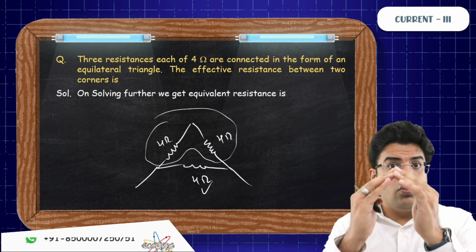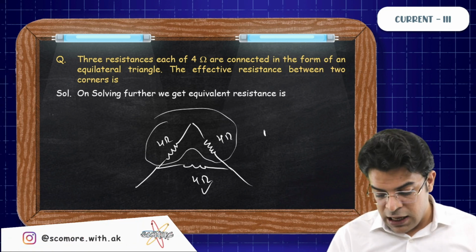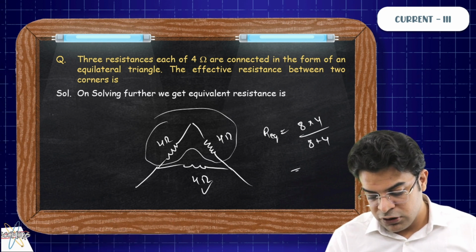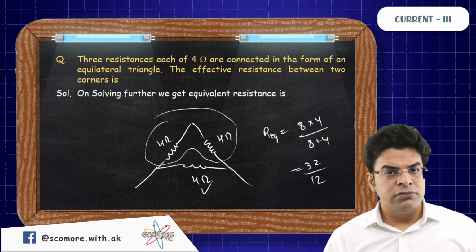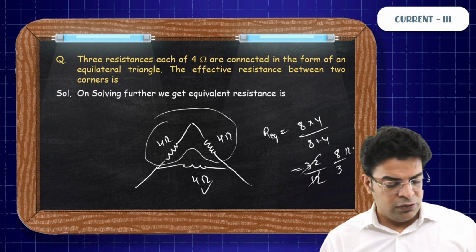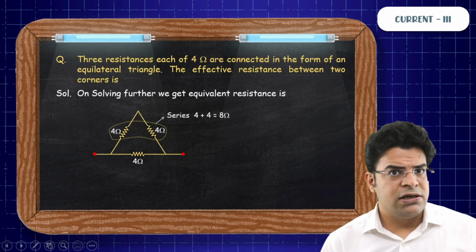So the 8 ohm is in parallel with 4 ohm. So the R equivalent will be equal to 8 into 4 upon 8 plus 4, that becomes 32 by 12 ohm. You can cancel by 4, so you get 8 by 3 ohm. That's all. So visualize the figure.